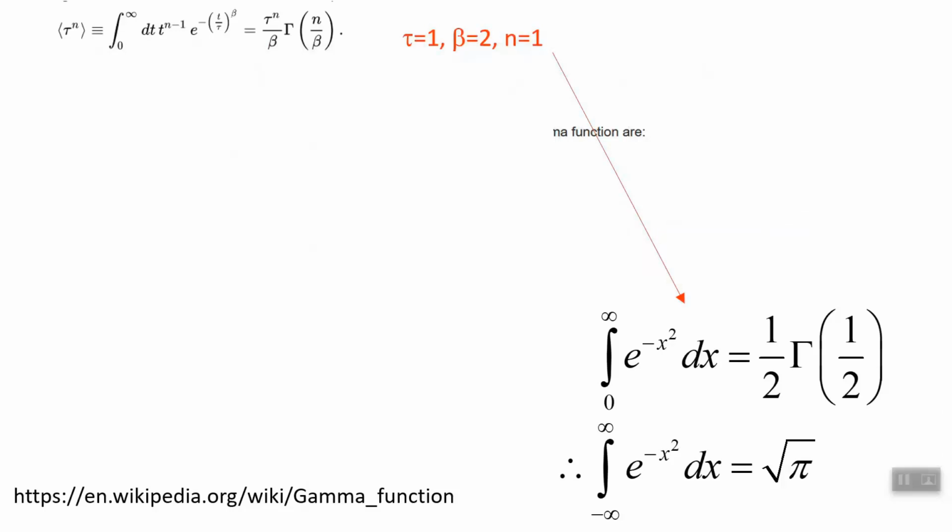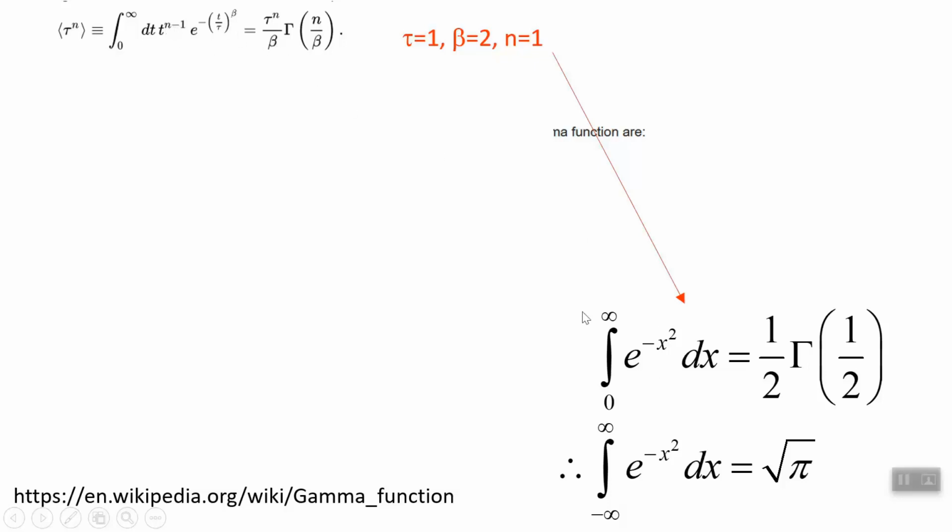So the gamma function is written in terms of this general form integral, where you have the variable t, and you've got a power of t, and you have e to the minus t over tau to the beta. That's the most general form for a gamma function. That integral equals the gamma function of n over beta, times tau raised to the power of n divided by beta.